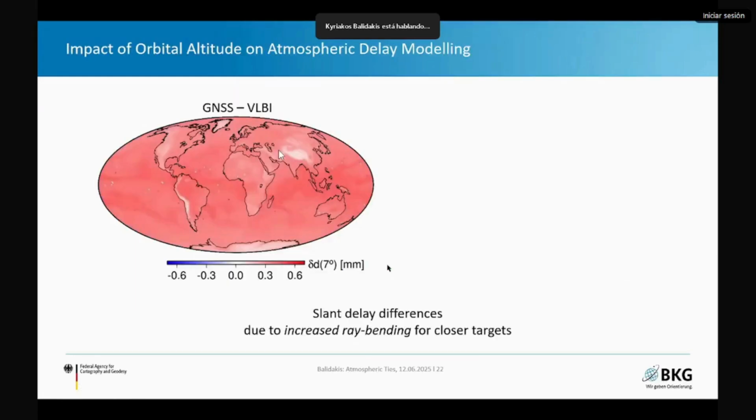Another issue when modeling the atmospheric delay using numerical weather model data is the orbital altitude. So the closer a station, the smaller the distance between the station and the satellite, the larger the bending. So for VLBI, the distance is infinity, billions of light years away, and for GNSS, the difference between GNSS and VLBI is very small. So at an elevation angle of 7 degrees, it is a sub-millimeter level, right?